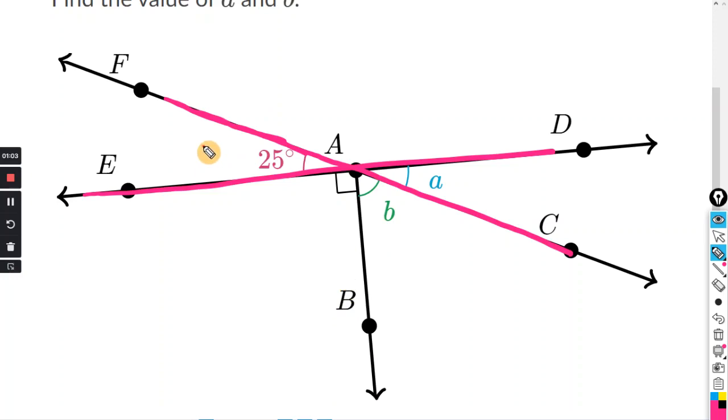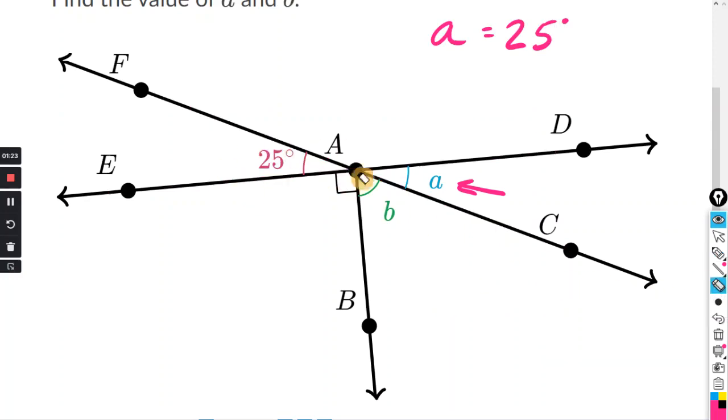All right, so if this one here is 25 degrees, then this one right here is also going to be 25 degrees, because you make the X shape and they're across from each other. So A is just 25 degrees. All right, and now we want to find angle B.